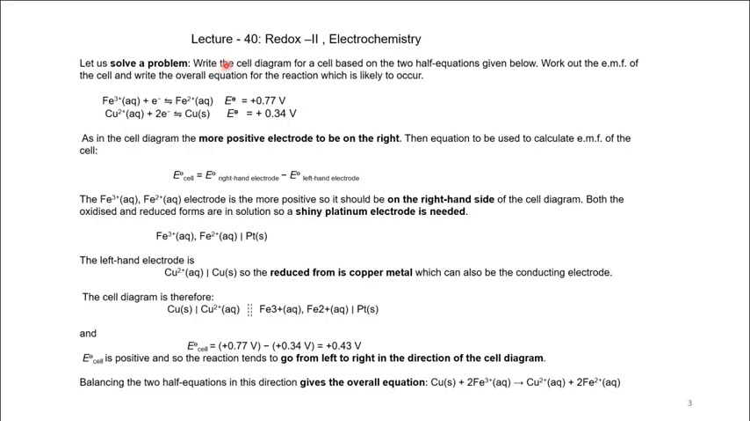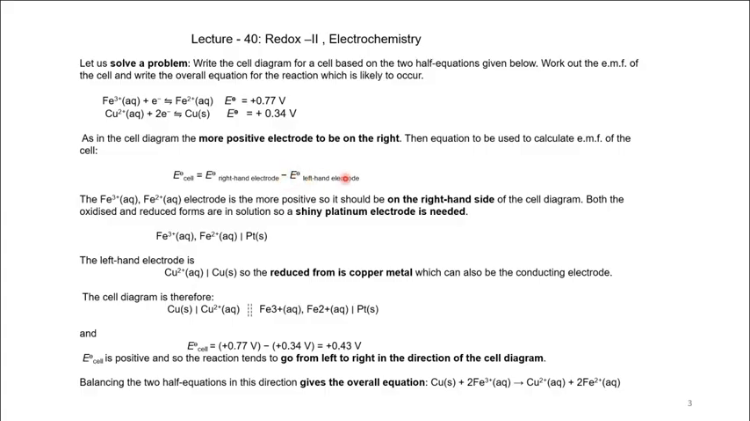What is the problem? Write a cell diagram of a cell based on the two half equations given below. These are two half reactions. You are asked to construct a cell diagram, and also find the EMF, the electromotive force of the cell, and write the overall equation which will occur. Now we know the standard electrode potential of a cell is equal to the standard electrode potential of the right-hand electrode minus the left-hand electrode.